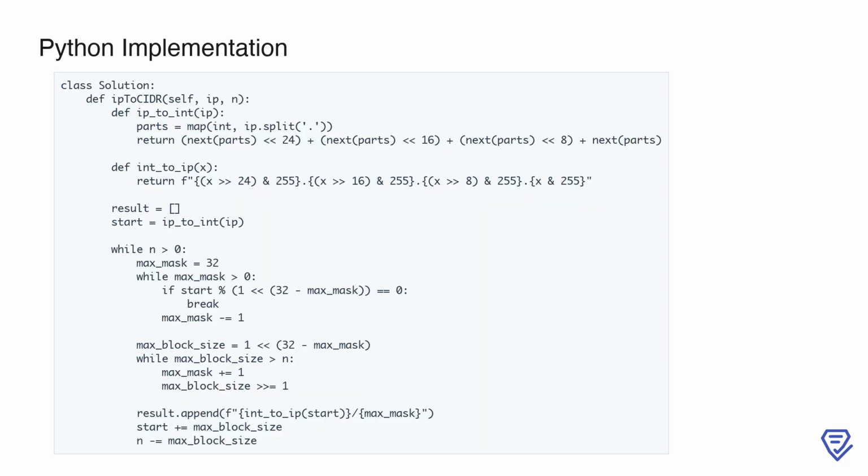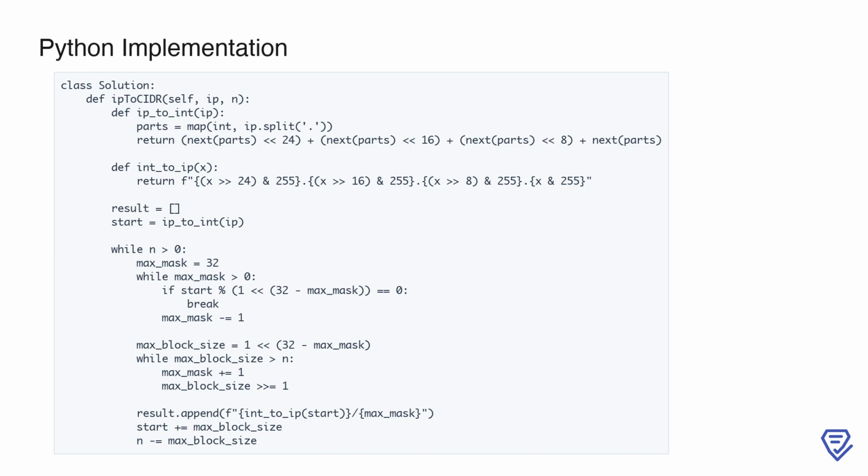Here, we define a solution class with the method IP to CIDR, which takes an IP address and a number n as inputs. The first helper function, IP_to_int, converts a dotted decimal IP address into its integer equivalent using bitwise operations. Each segment of the IP is extracted, shifted to its proper position, and combined into a single integer value. Similarly, the int_to_IP function does the reverse. It takes an integer and reconstructs the dotted decimal format by extracting each byte using bitwise shifts and masks.